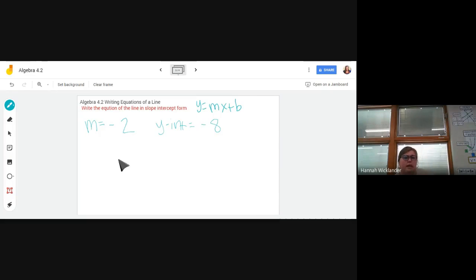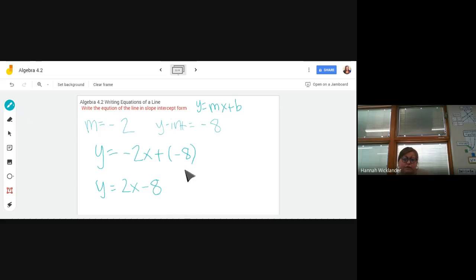So I know that I'm going to have a y equals mx plus b equation. And this one, they already give it to me, so it's pretty simple. I'm just going to plug these in. So my equation is y equals m, negative 2, x plus b, which is a negative 8. So I can do plus negative 8, or I can do y equals negative 2x minus 8.